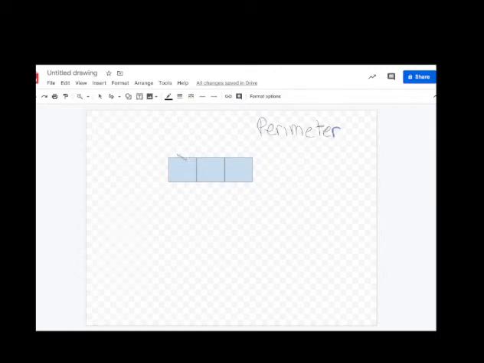So to count perimeter, I put a little X there so I remember where I started. One side, two sides, three sides, four sides, five sides, six sides, seven sides, and eight sides. So the perimeter of that object is 8 squares, right? The distance all the way around was 8 squares.